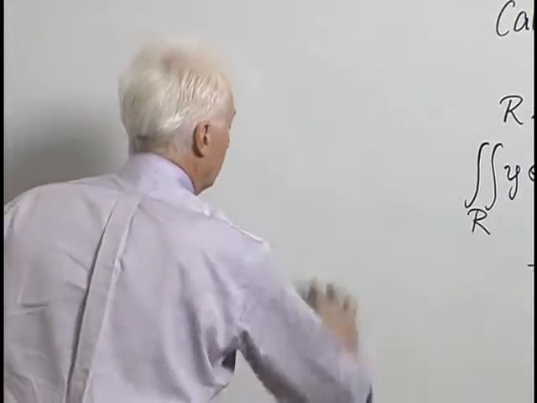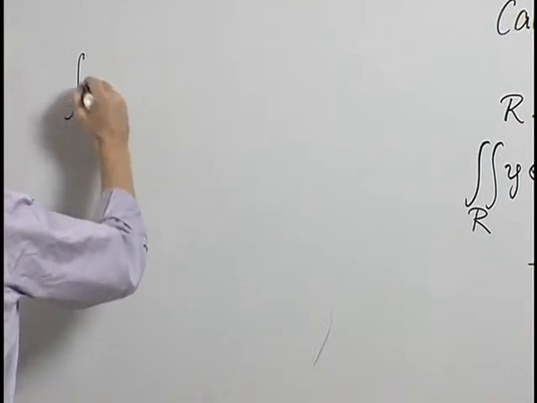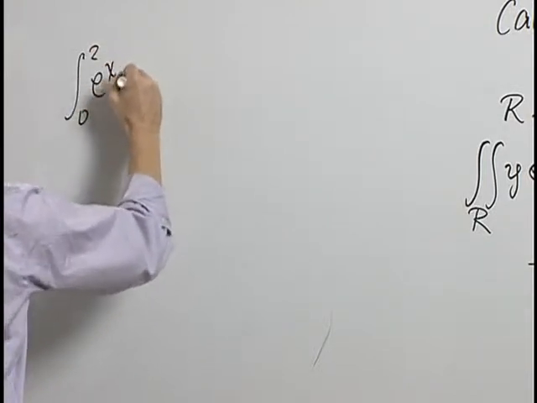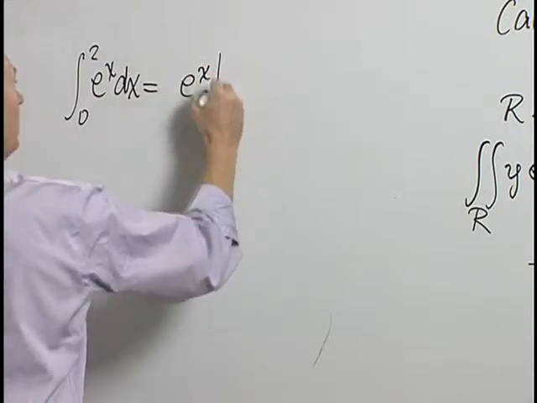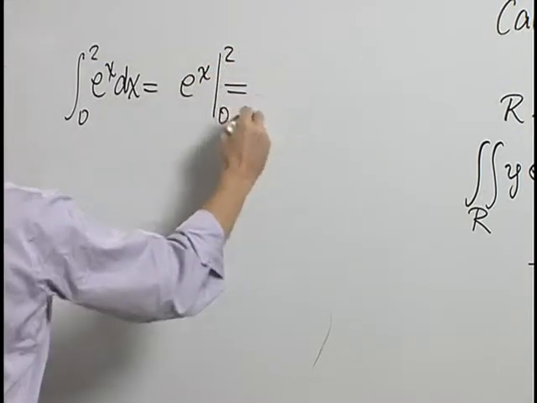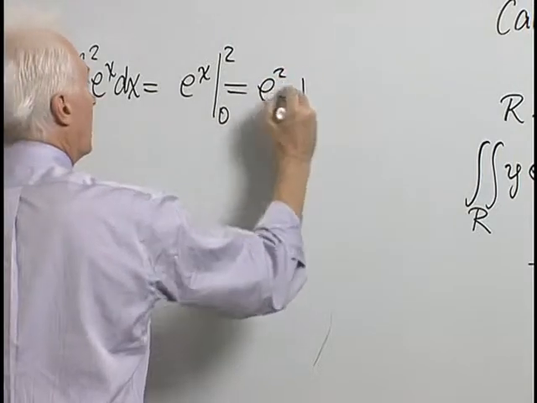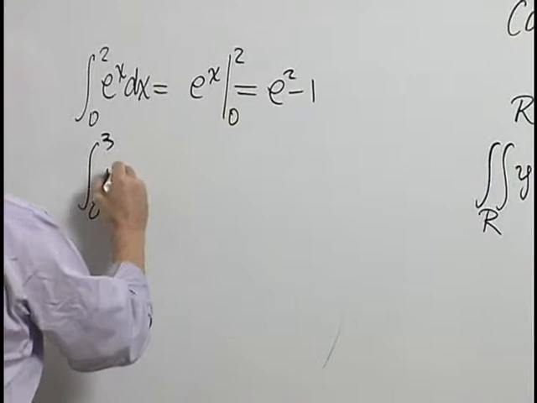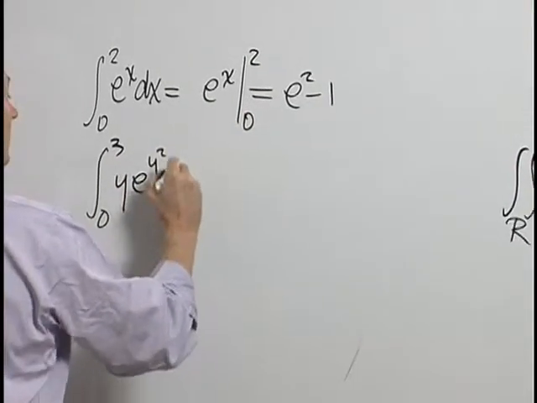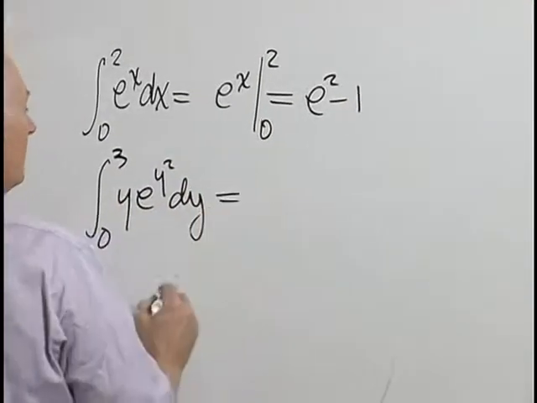The integral from 0 to 2 of e to the x dx, well, the antiderivative of e to the x we know is e to the x. Evaluated from 0 to 2 is just e squared minus 1. The integral from 0 to 3 of y e to the y squared dy is a little harder to calculate.